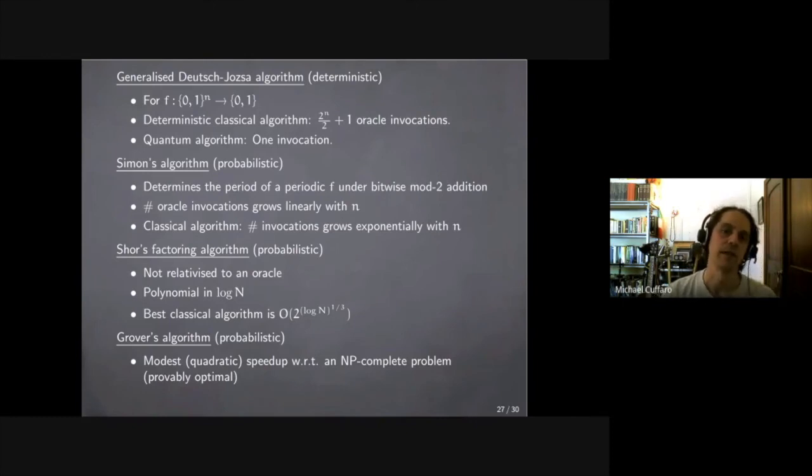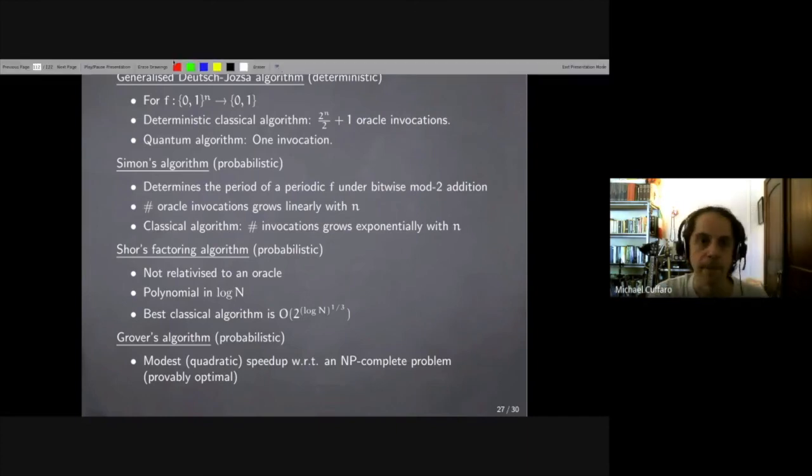Okay, so that's the generalized Deutsch-Jozsa algorithm. As we saw for Bernstein-Vazirani, we have a deterministic classical algorithm. But the Deutsch-Jozsa algorithm is an exponential speedup, because this is an exponential number of steps. So this is the most impressive of the ones that we've looked at, in that sense. A quantum algorithm requires one and only one invocation, whereas a deterministic classical algorithm requires many, many more.